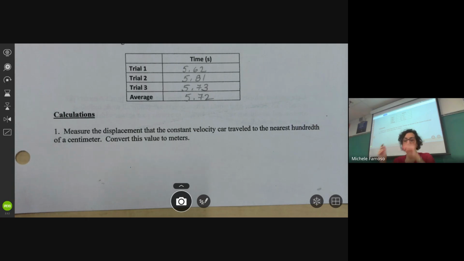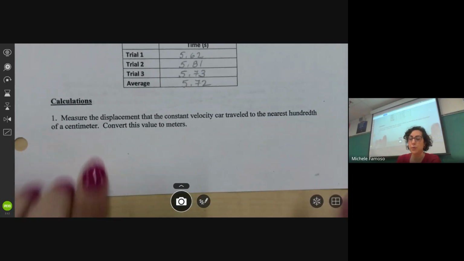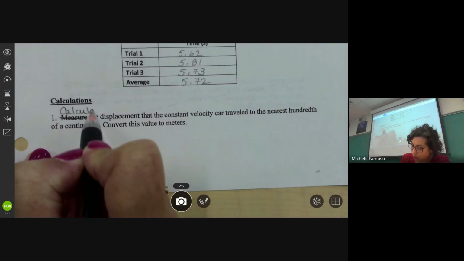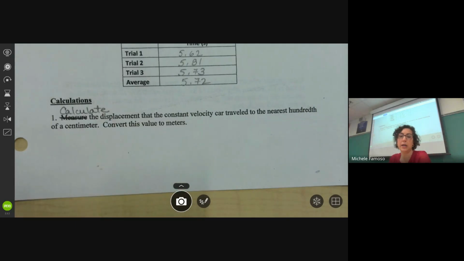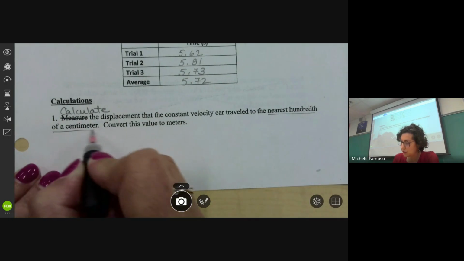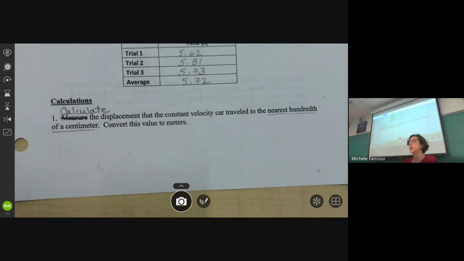Okay, ready? Okay, let's now go to question 1, and we're going to change this. Please change the question so it says calculate the displacement that the constant velocity car traveled. And we're going to do this to the nearest 100th of a centimeter. We're then going to convert it to meters.